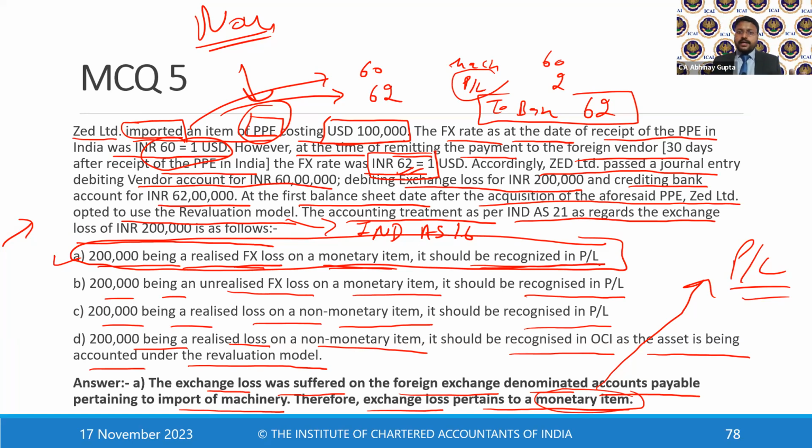And for a monetary item, whether the gain or loss is realized or not, it will always go to the P&L. But in the facts of the question, it was said that payment has already been made, so it was realized. So option A would be the correct answer because it is a realized forex loss. Although even if it was not paid and would have been unrealized, then also it will be routed through P&L only. So option B would have been correct had the payment still been outstanding. But based on the facts, option A is correct because the question is clearly saying payment has been made. So payment is made, so the forex loss is realized, right?